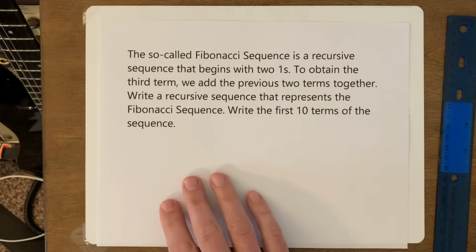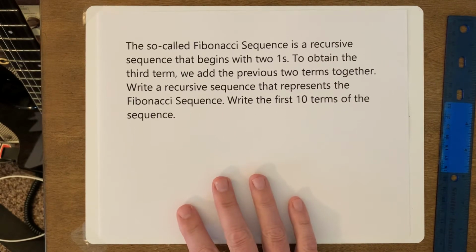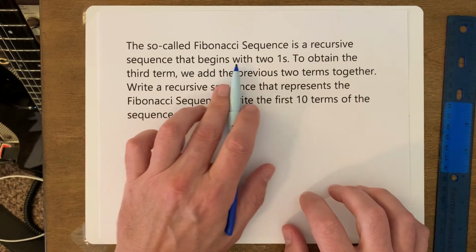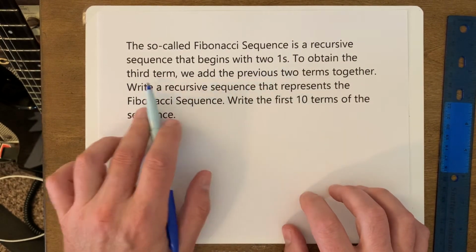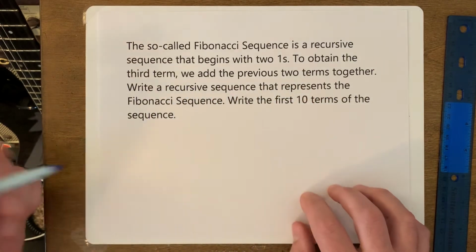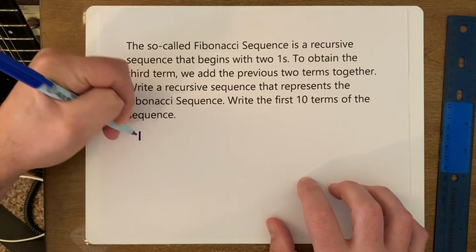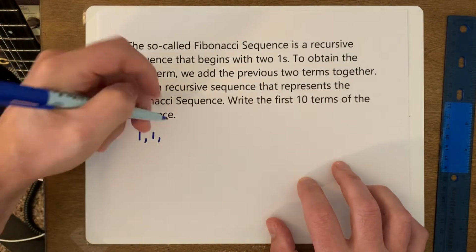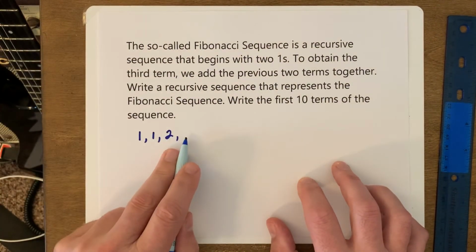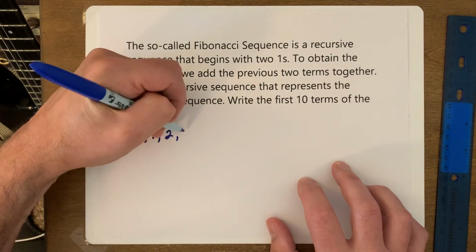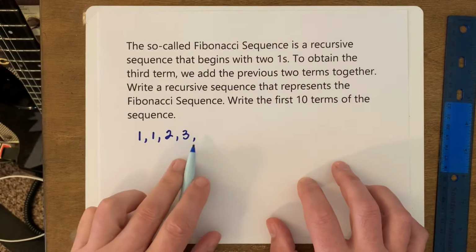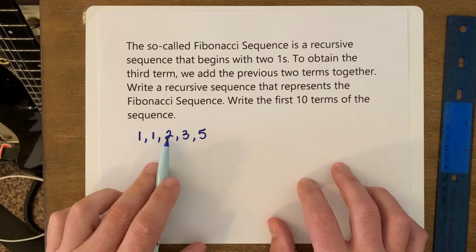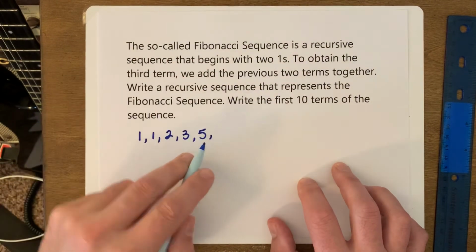All right, here's another one that appears. The so-called Fibonacci sequence is a recursive sequence that begins with 2 1s. To obtain the third term, we add the previous 2 terms together. So what's happening is it starts with 1, 1. To get the next one, you add these 2 previous ones together to get 2. To get the next one, you add the previous 2 together to get 3. To get the next one, 3 plus 2 is 5. And you can keep going like this. 1, 2, 3, 4, 5. Next one would be 5 plus 3 is 8.